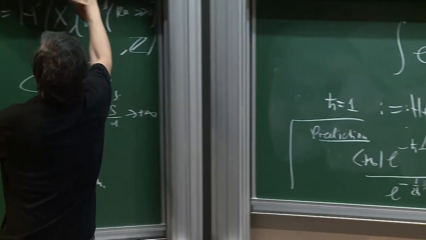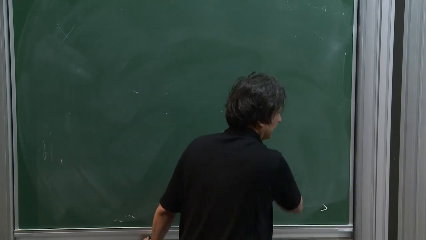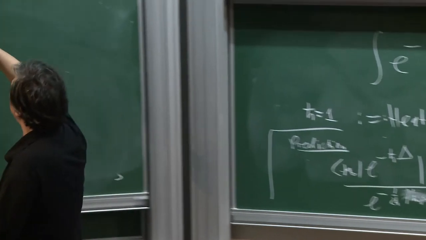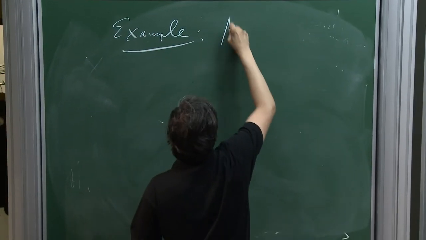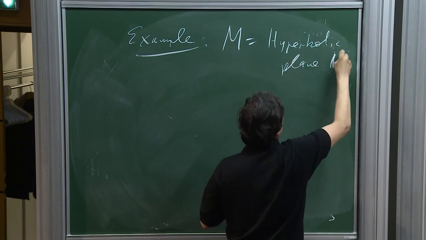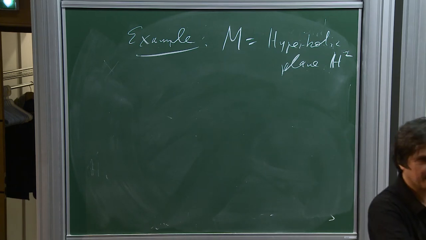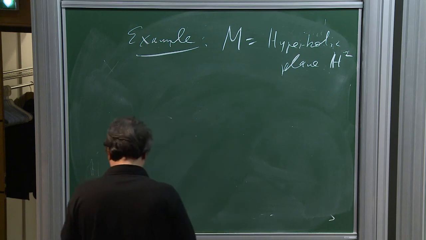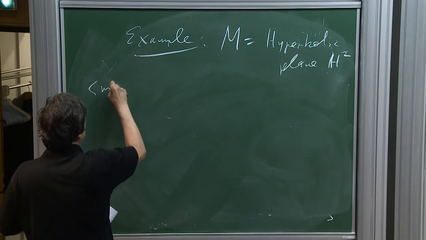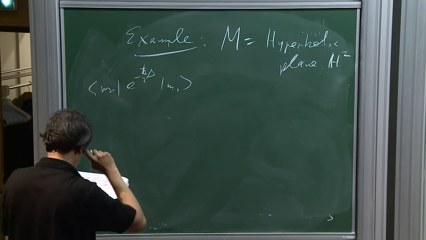So let me give this example, which I found extremely striking. It is the example when we consider this manifold to be the hyperbolic plane. That's maybe the simplest example, because in this case you have only one geodesic between two points. And from a classical formula for the heat kernel, one can express that m0, exponent minus one half of the Laplacian, 1, and you multiply by h bar, is equal to the following thing.